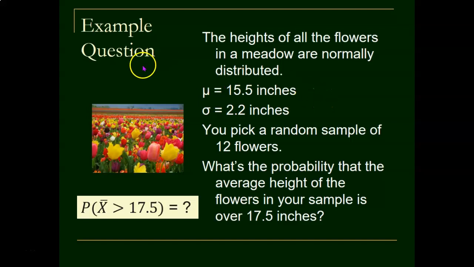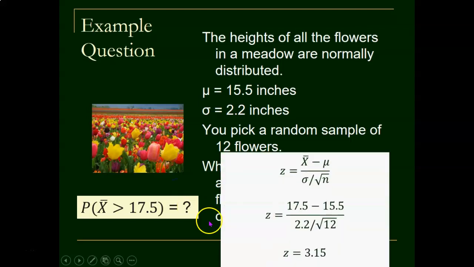Okay, we're ready to go ahead and solve this problem to find the probability that the average height of a random sample of 12 flowers is greater than 17.5 inches. So one method would be to convert this to a problem about z-scores. We need to convert this number 17.5 inches to a z-score using this formula: z equals x bar minus mu over sigma divided by the square root of n.